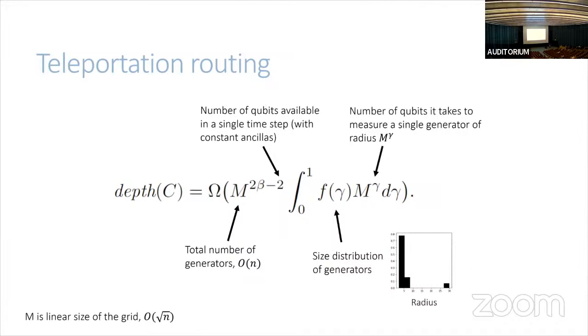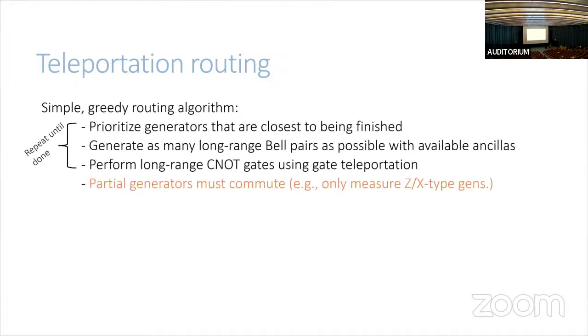So yeah, here's the explanation of our lower bounds to the circuit depth, where we just have some size distribution, where we might have a lot of small generators and a few big ones. But each generator is going to take about this many ancillas, some constant. Since we're working with LDPC codes, it's going to be a constant times this. And then we have essentially m squared ancillas available each round to work with.